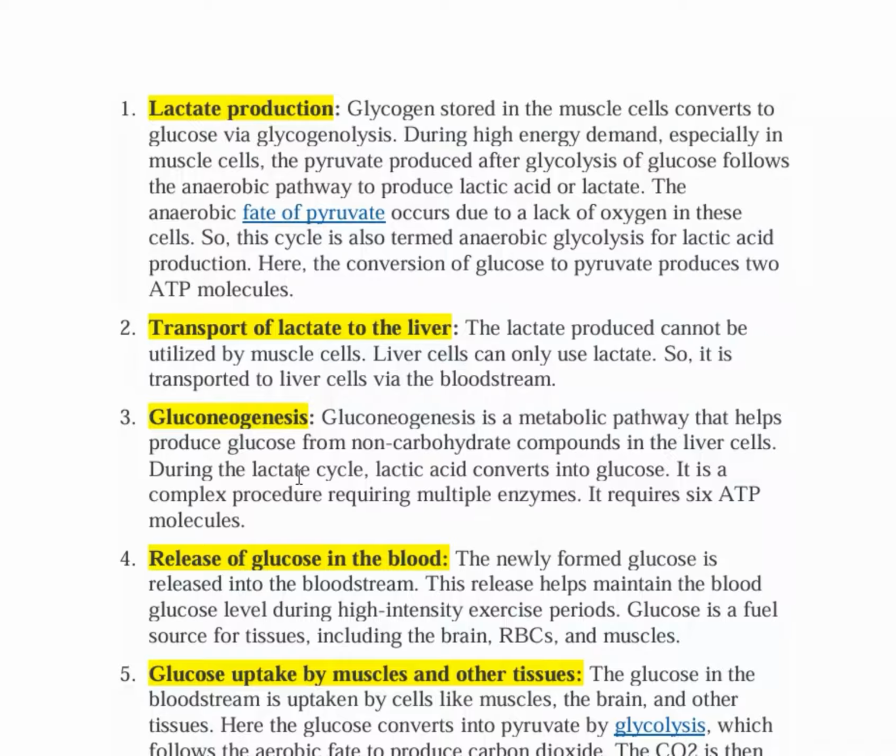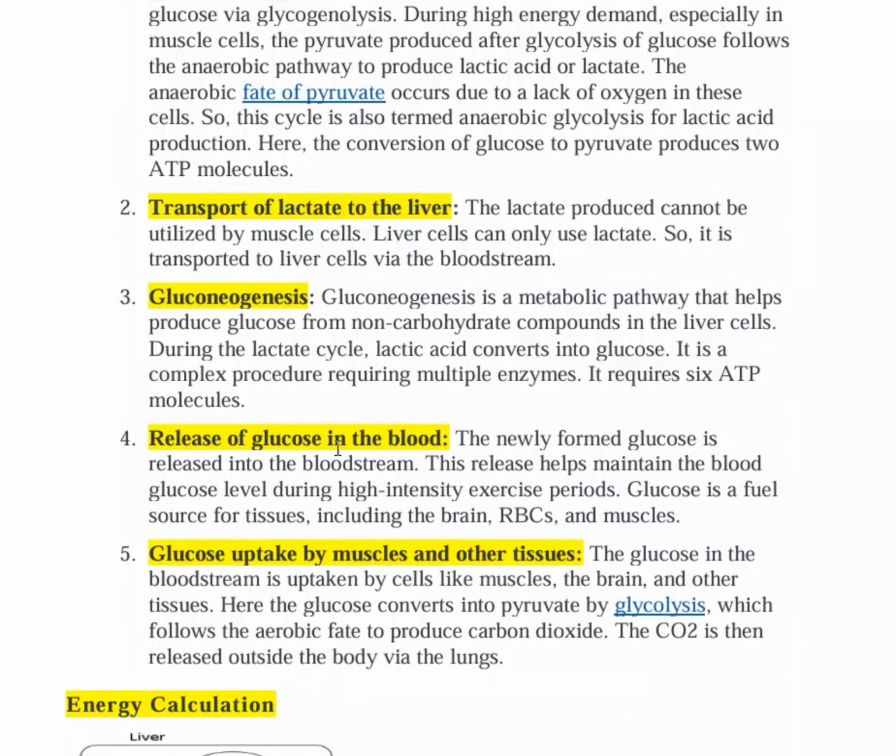During the cycle, lactic acid is converted into glucose, which is a complex procedure requiring multiple enzymes and 6 ATP molecules. Number 4, release of glucose into the blood. The newly formed glucose is released into the bloodstream. This release helps to maintain the blood glucose level during the high intensity exercise period. Glucose is a fuel source for the tissues, including the brain, RBCs, and muscles.